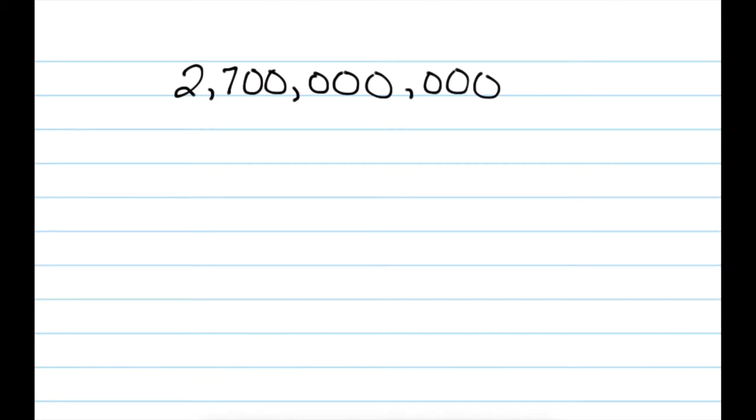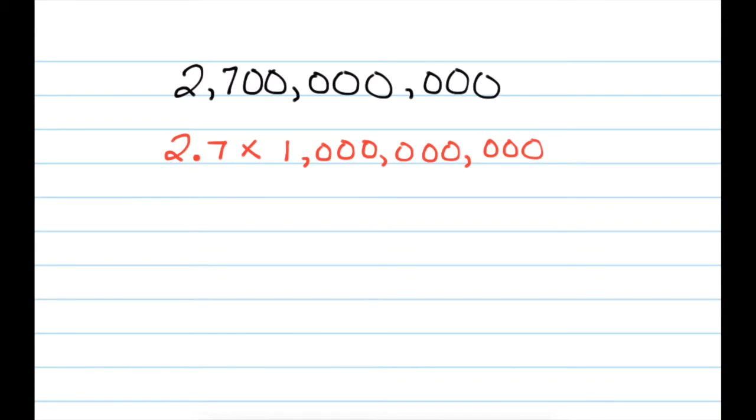Let's say we start with a very large number. Let's try 2,700,000,000. First step in understanding scientific notation is to understand that this number is the same as 2.7 times 1 billion, because we have 2 whole billions and then 7/10 of a billion.